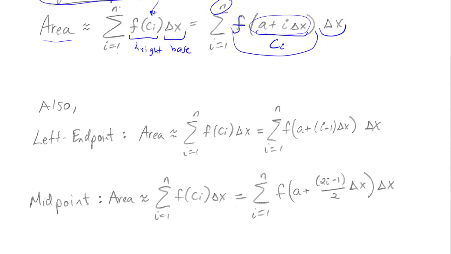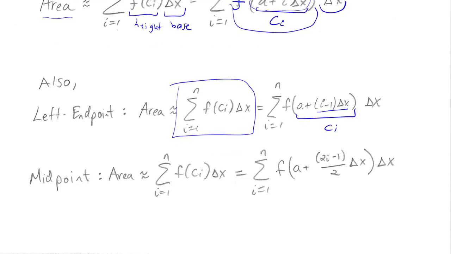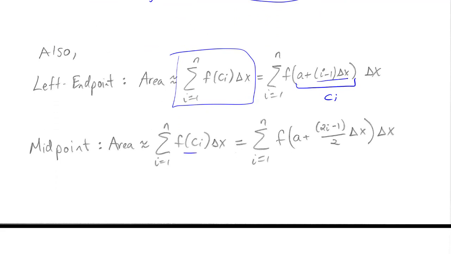The left endpoint is actually a little messier. It's the same format given here, but this is what c_i looks like. In other words, if you want to stay at a for i equals 1, you would have to add 0 delta x's, which means you'd have to do i minus 1 times it. So that is the formula for the left endpoint, and even messier is the midpoint, which your c_i comes out to be like this.